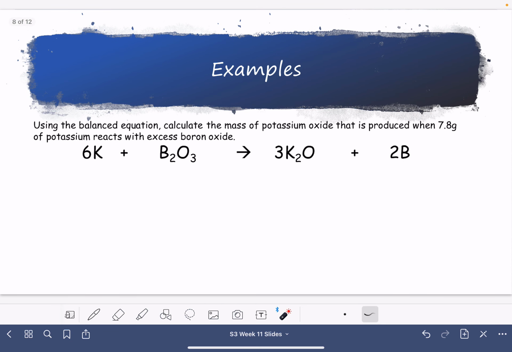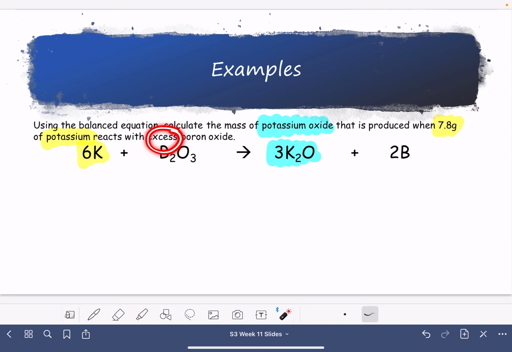Let's look at a couple more examples just to get us a bit more familiar with this technique. Often questions are phrased like this, using the balanced equation and so on. So using the balanced equation, calculate the mass of potassium oxide that is produced when 7.8 grams of potassium reacts with excess boron oxide.